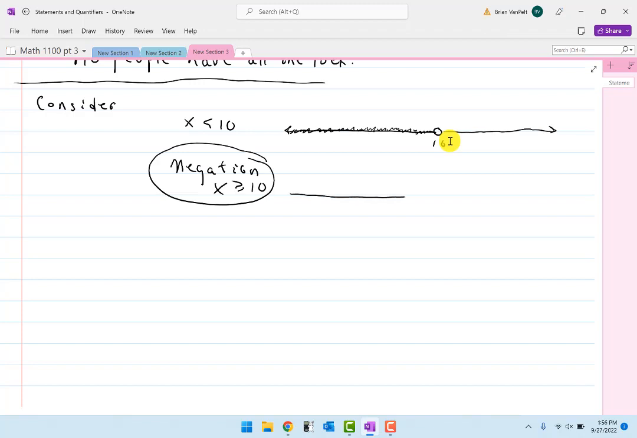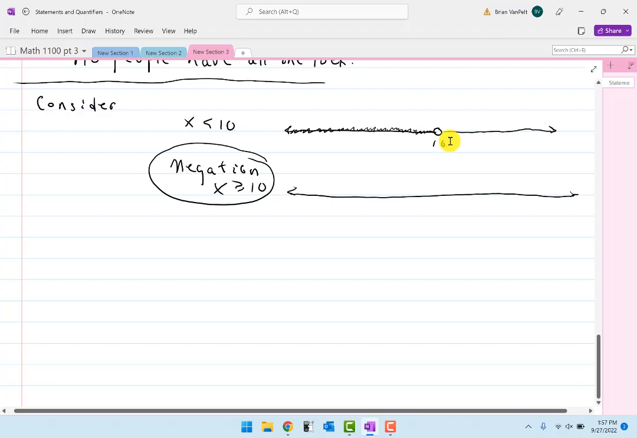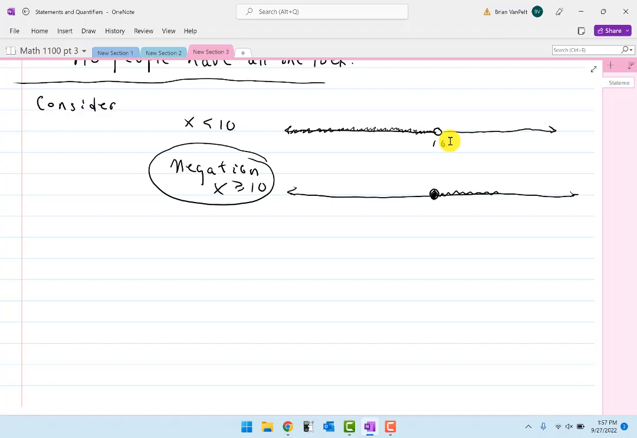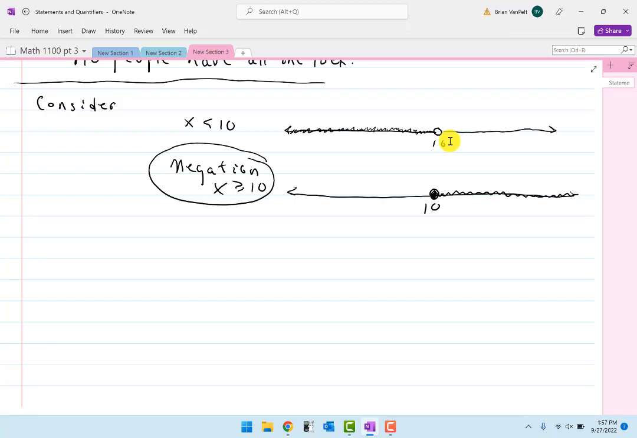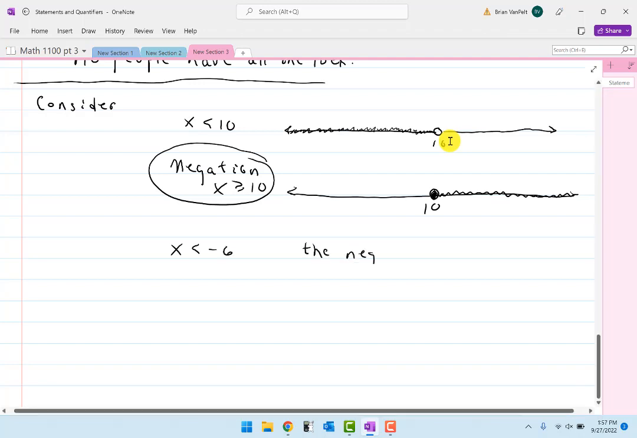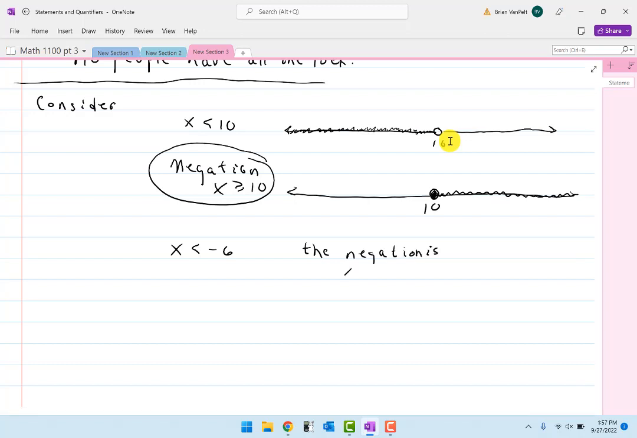Notice if I were to write this as a number line, it might help you to view it this way. Let me put my circle again, but this time it's going to be filled in, and I'm going to shade the other side. Hopefully you can see when you put those two together, you get the whole real line. So if you have something like x is less than -6, the negation is x is greater than or equal to -6.